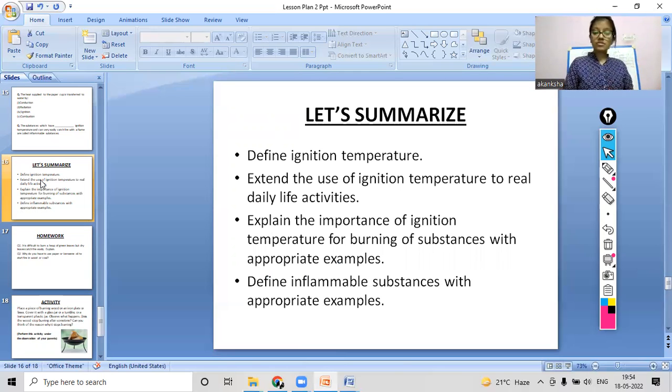Okay, so now the last point is, you have to define inflammable substances with appropriate examples. Okay, you can write the definition in the chat box. Till the time, we will discuss some examples. Like, yes, there was the sanitizer that we just discussed. There were alcohols, petrol, diesel, LPG. So these are highly inflammable substances. So yes, this ends our summary.